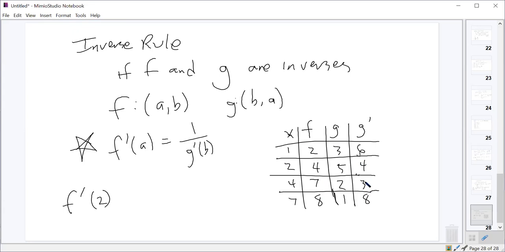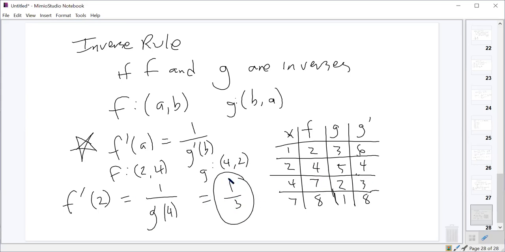So if we want to find f prime of 2, we know that f must contain a point 2 comma something. Well, that'd be 2 comma 4, which means that g contains a point, hopefully 4 comma 2. If I made my chart right, oh good, I did. And if we want f prime of 2, that ought to just be 1 over g prime of 4. And g prime of 4 is 3, so that ought to just be 1/3. So they'll just give you a chart with a bunch of extra values, and they would have put in answers of 1/3, 1/6, 1/4, 1/2, a bunch of answers to try and throw you off. And the answer is 1/3. Everybody good with that?